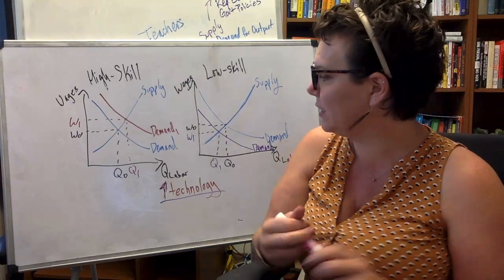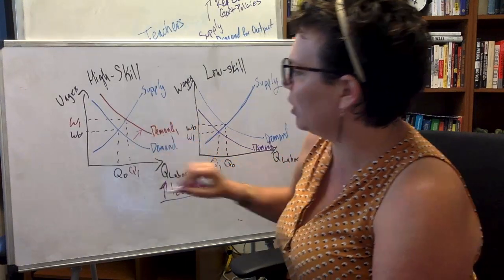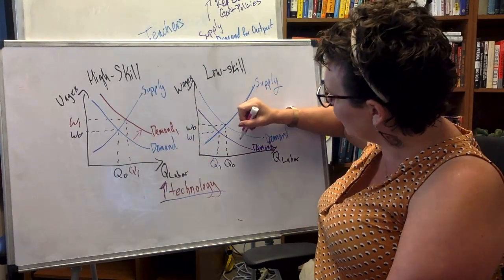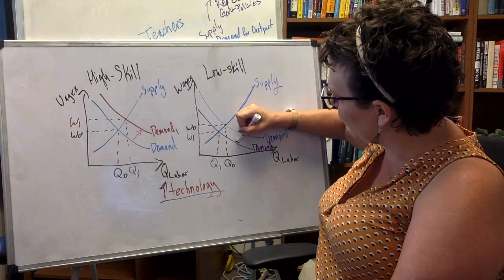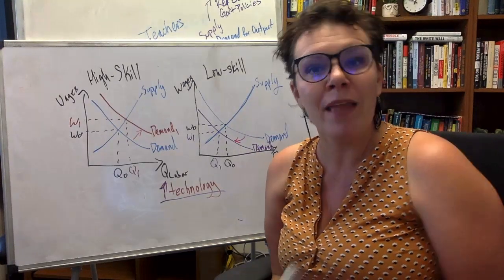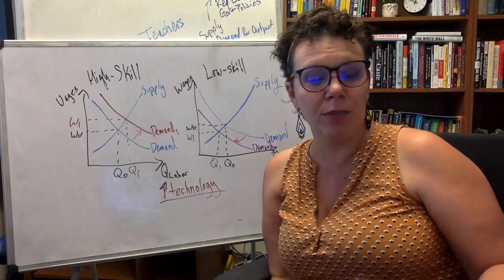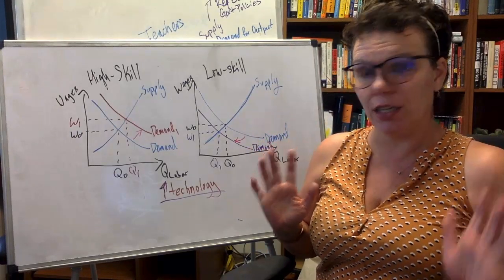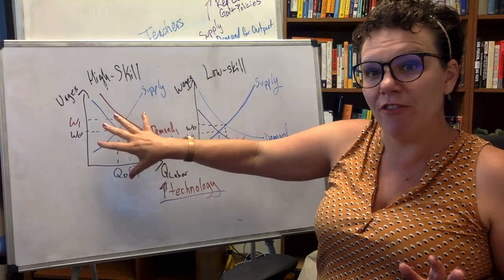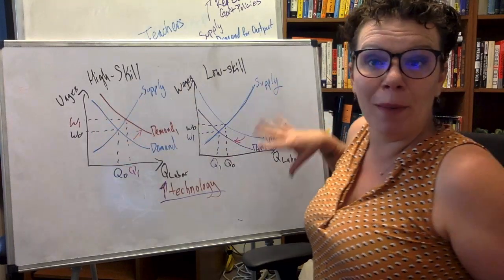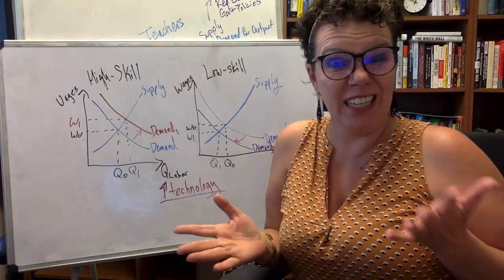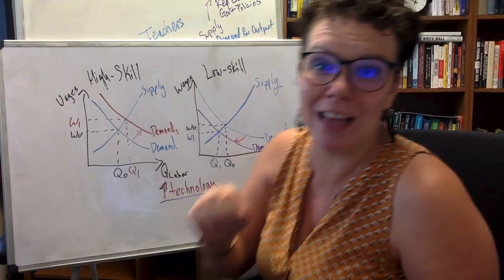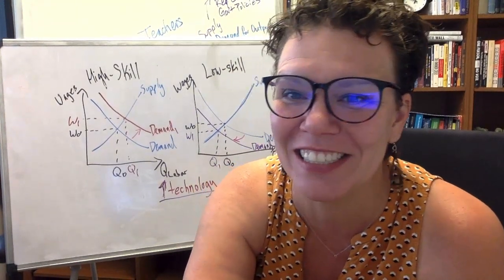For highly skilled workers, more jobs, higher wages. For less skilled workers, fewer jobs, lower wages. And that kind of makes sense when we think about what's been going on in our labor market. We've seen huge advances in technology, and it tends to accrue benefits for some and harm others. Okay, hopefully that makes sense. Let's go back to the textbook slides.